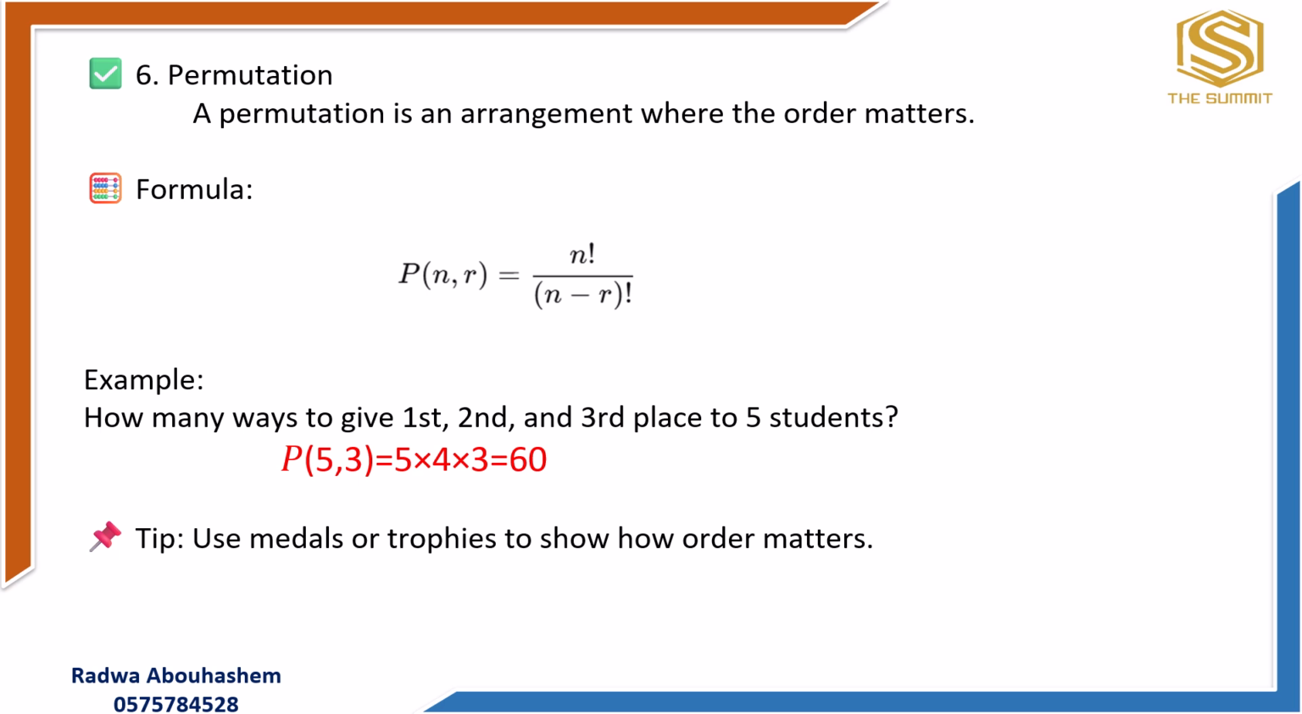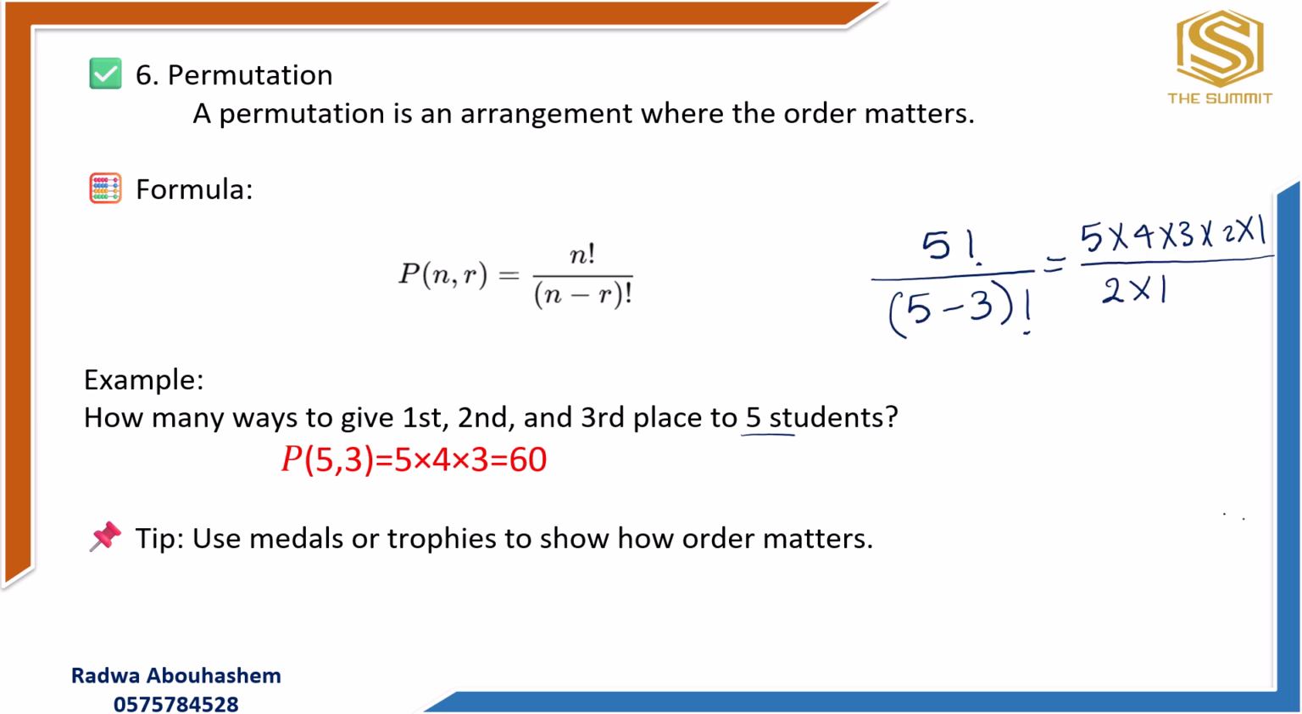So the arrangement here matters and the order matters. The rule for it is n factorial over (n minus r) factorial. For example, how many ways to give the first, second, and third place to 5 students? Let me apply it here for you.